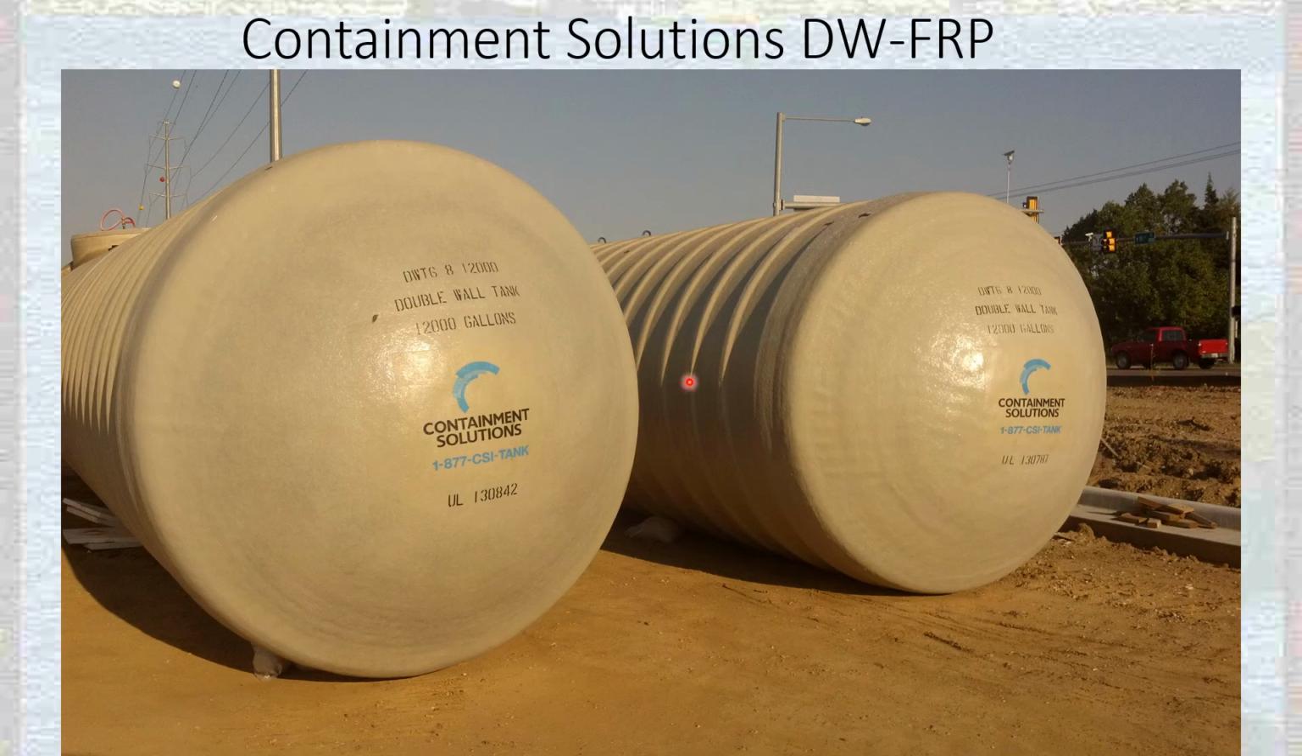And again, these are containment solutions. They are double wall tanks. This one's 12,000 gallons. This one's 12,000 gallons. And usually they're white. The Xerxes are almost always that dark red, burgundy for gas stations.